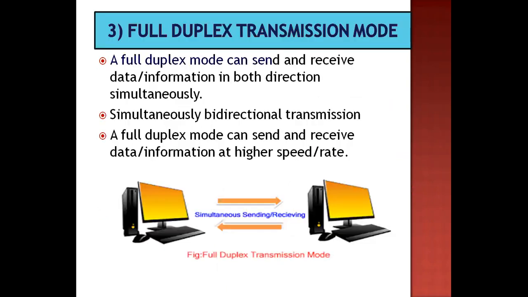Number three is full duplex transmission mode. A full duplex transmission can send and receive data or information in both directions simultaneously. In other words, it is a bidirectional transmission, but simultaneous. In this transmission system, both sender and receiver can send and receive the data at the same time. In full duplex mode, data and information can be sent and received at a very high speed. In other words, its transmission speed and transmission rate are quite high.